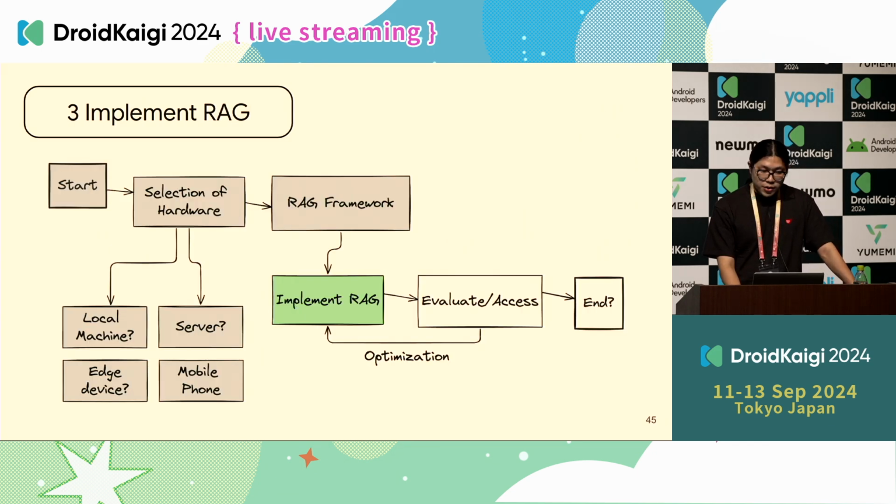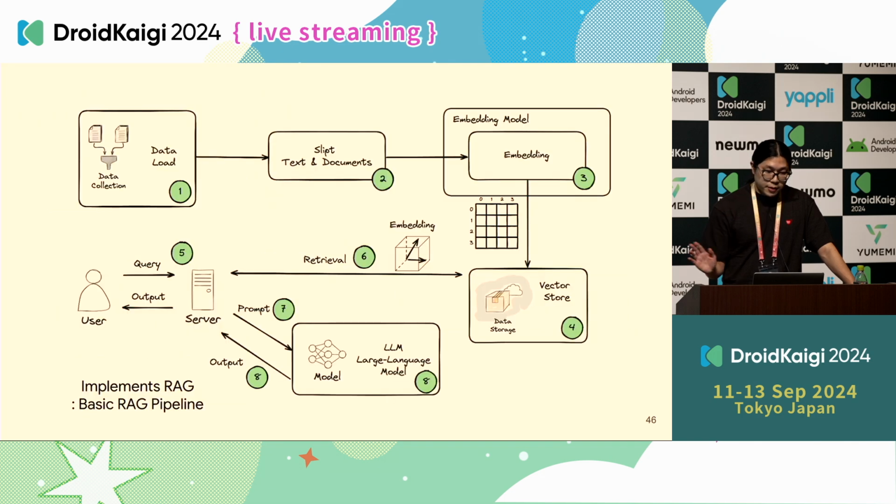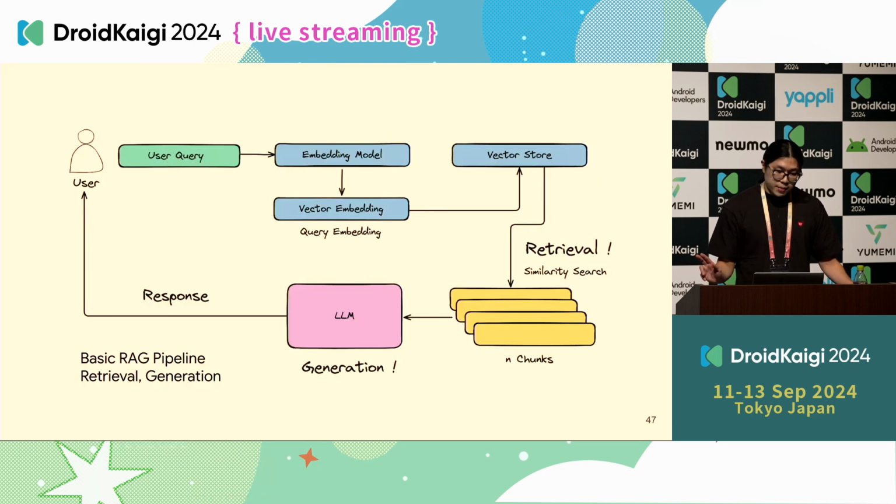The next step is to implement RAG. Here is a diagram of implementing the RAG pipeline. It can be divided into a total of 8 steps. Today I introduce how to implement each step in mobile apps. And this diagram is an important part of the RAG pipeline: the process of embedding the user query and storing it in the vector database, and retrieving data from the vector database and generating an answer via the LLM using a prompt.